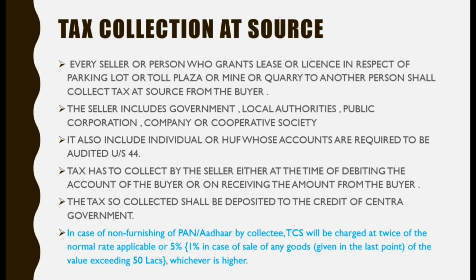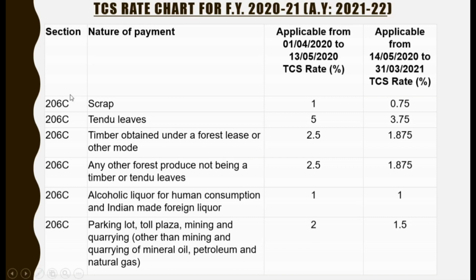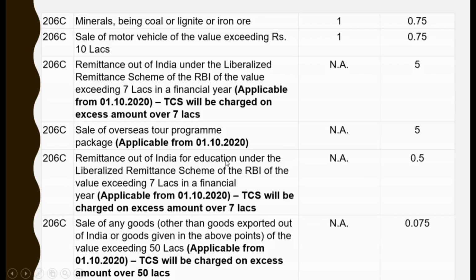But in the case of sale of any goods valued over rupees 50 lakh, it should be taxable at TCS of 1%. Okay, clear. Then this is the new TCS rates chart, given below. Scrap is now 0.75, and also parking lot or toll plaza, mining quarry other than mineral oil, petroleum and gases, etc., are mentioned. Old rate is 2%, now it is 1.5%, and other items' rates are mentioned here. Just read through all this.